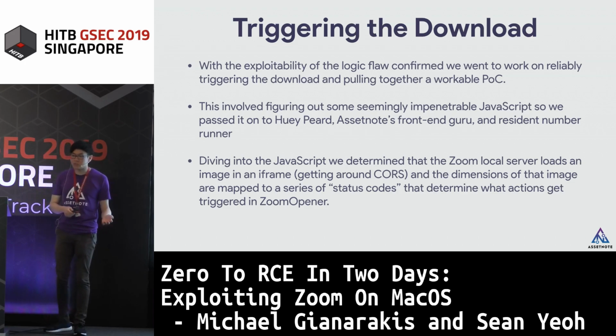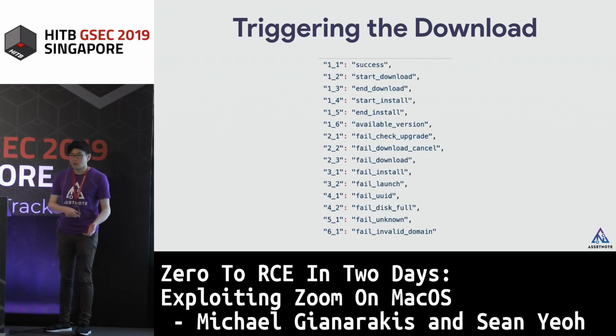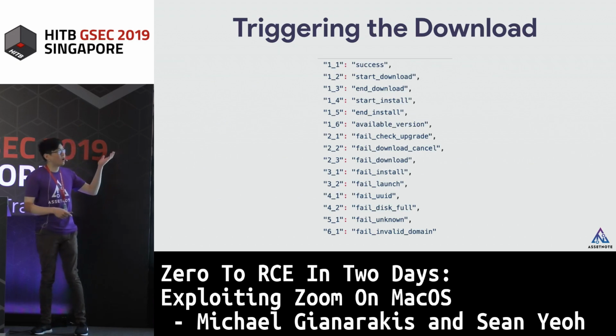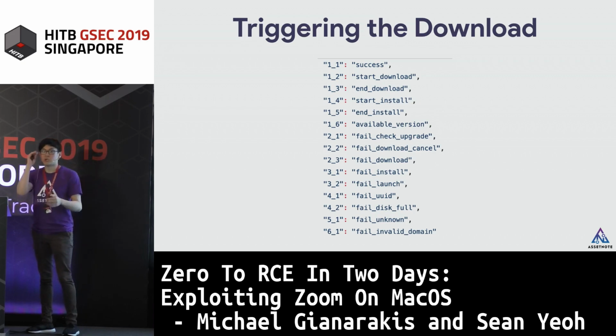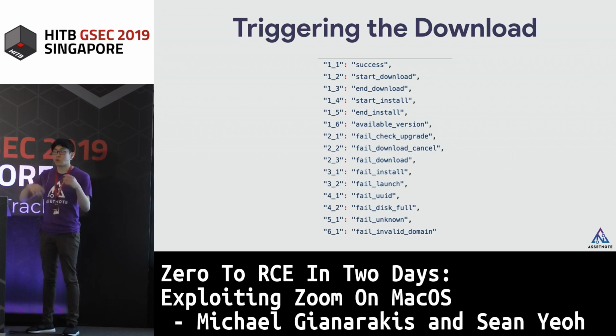And what we found out was these status codes represented what Zoom was doing in the background. Some of the status codes were 1.1, which is a success, meaning that Zoom successfully opened. Or 1.2 was an indication that it started a download, et cetera, et cetera. We had to dig through the JavaScript a lot to find the specific mapping. And then we could slowly figure out what was happening when we were hitting that localhost endpoint and seeing requests come in.